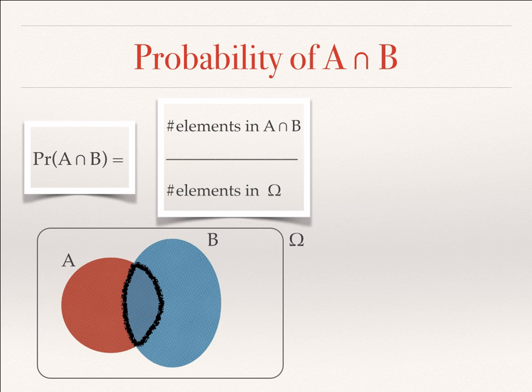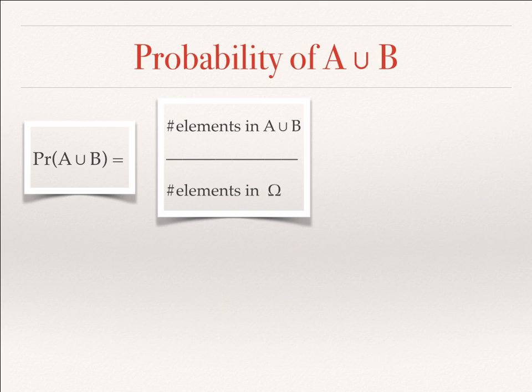We can do the same with the union, so we can ask the probability of A union B, and this is again going to be the same.